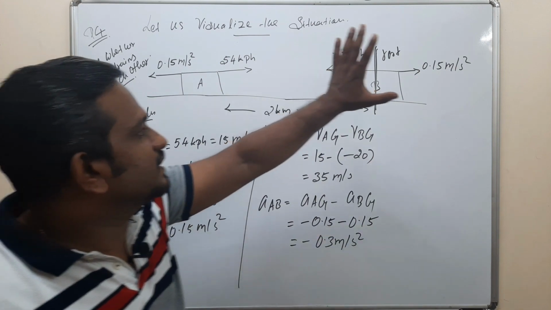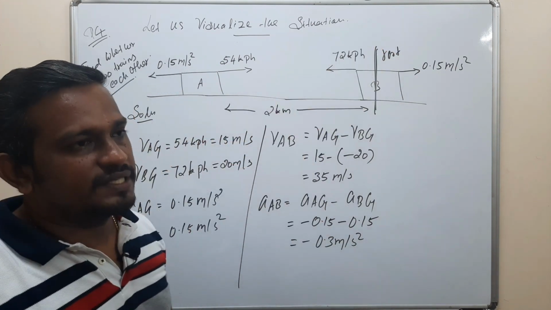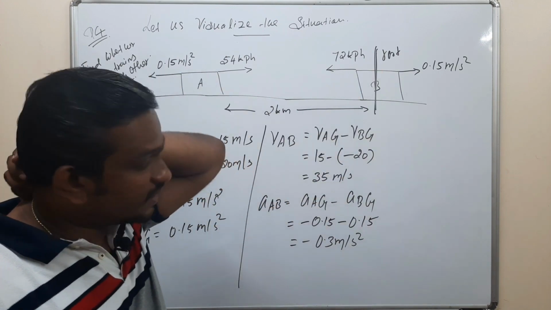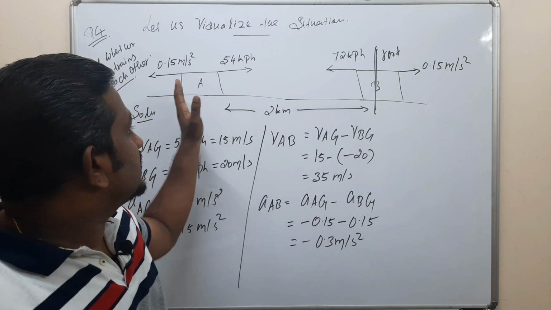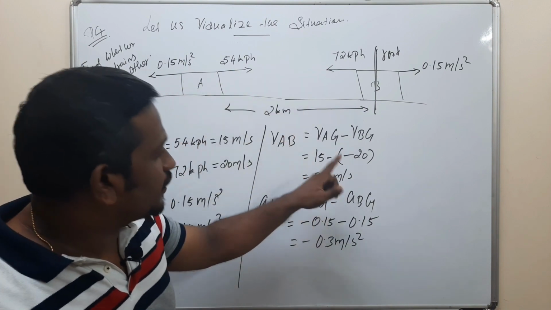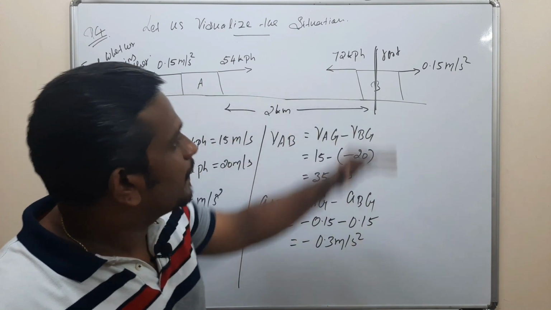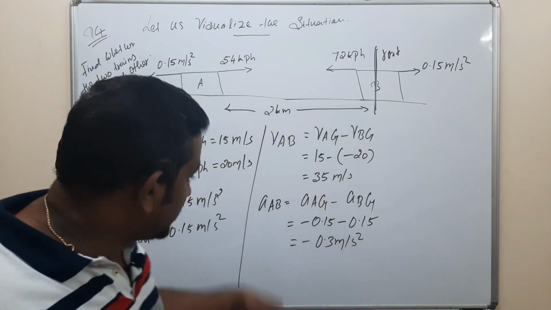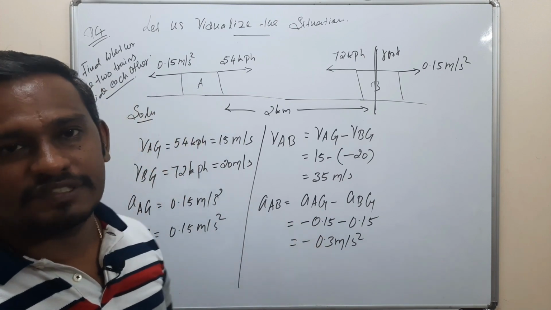So this train B is at rest, because the observer is on train B, so it is at rest. He is watching train A. Train A is coming towards train B with a speed of 35 meter per second, with a deceleration of 0.3 meter per second square.